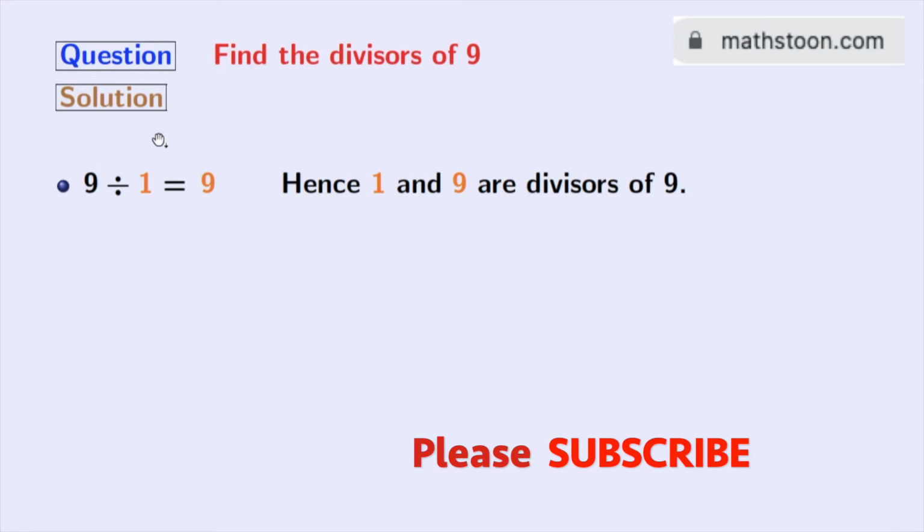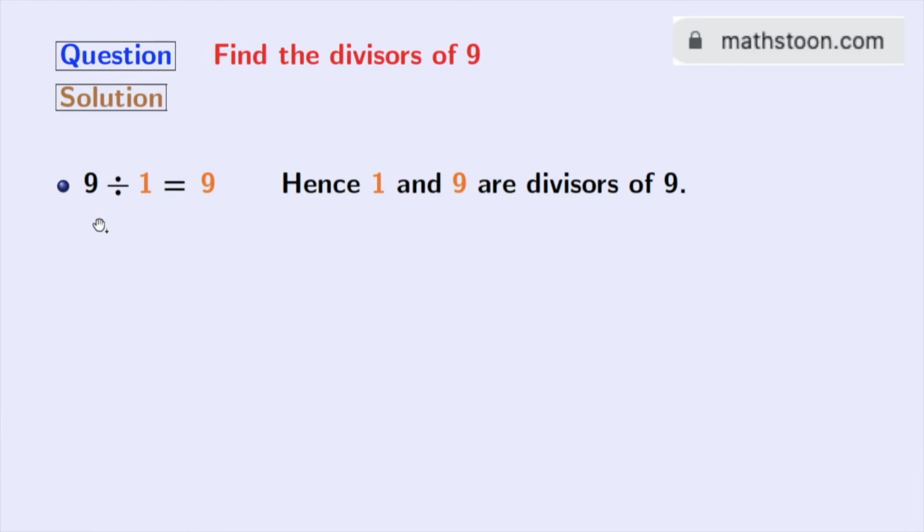Now, 2 does not divide 9. So, we will try for 3. 9 divided by 3 is 3. So, 3 is a divisor of 9. As we have obtained the same numbers here, we will stop dividing right now.